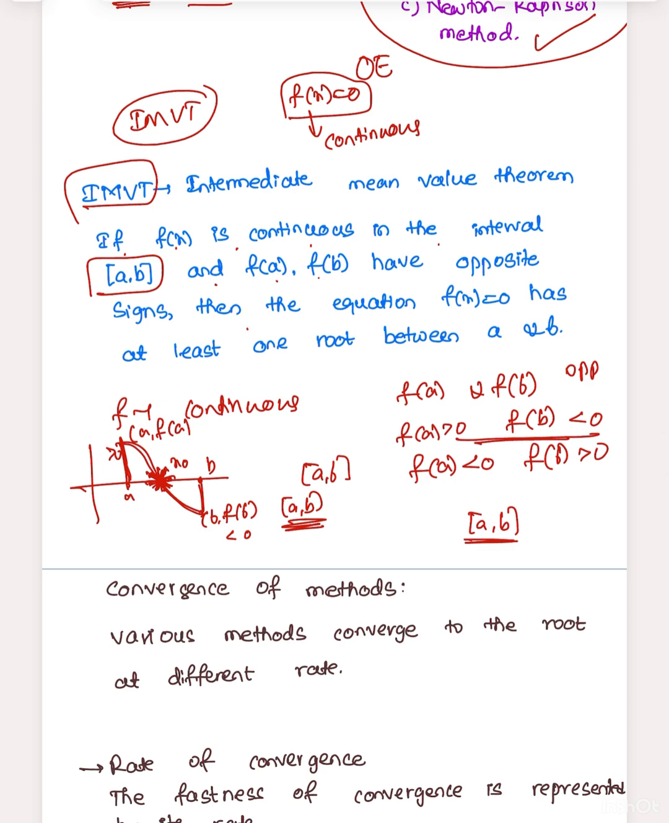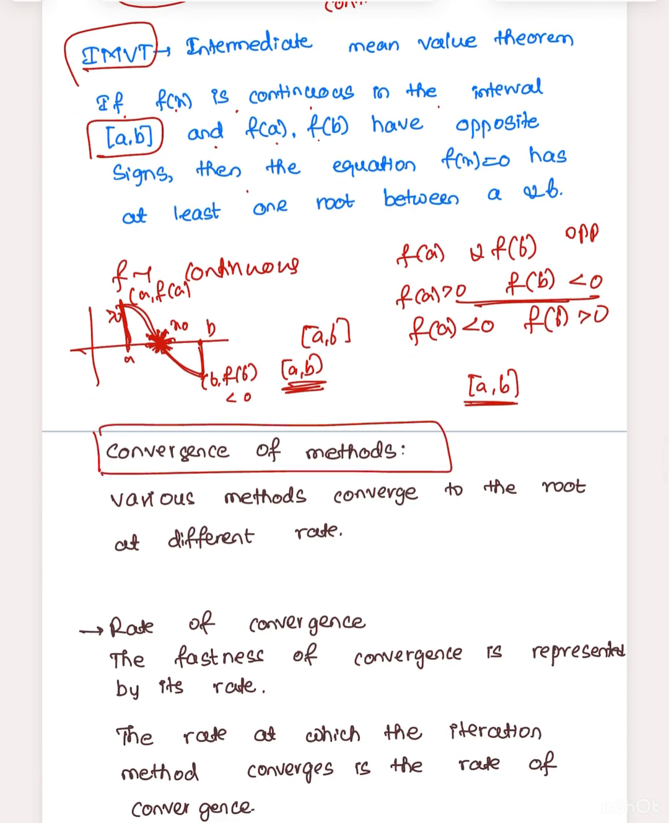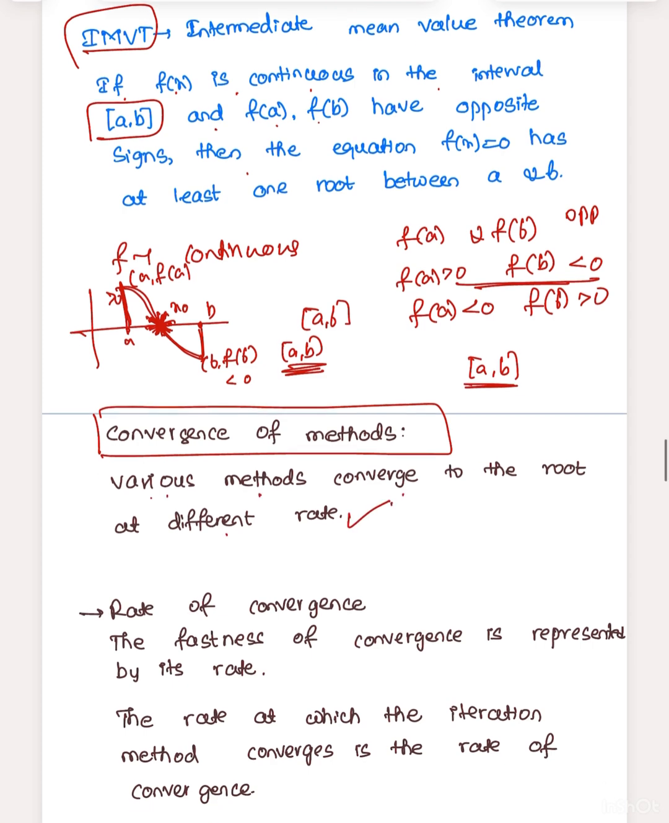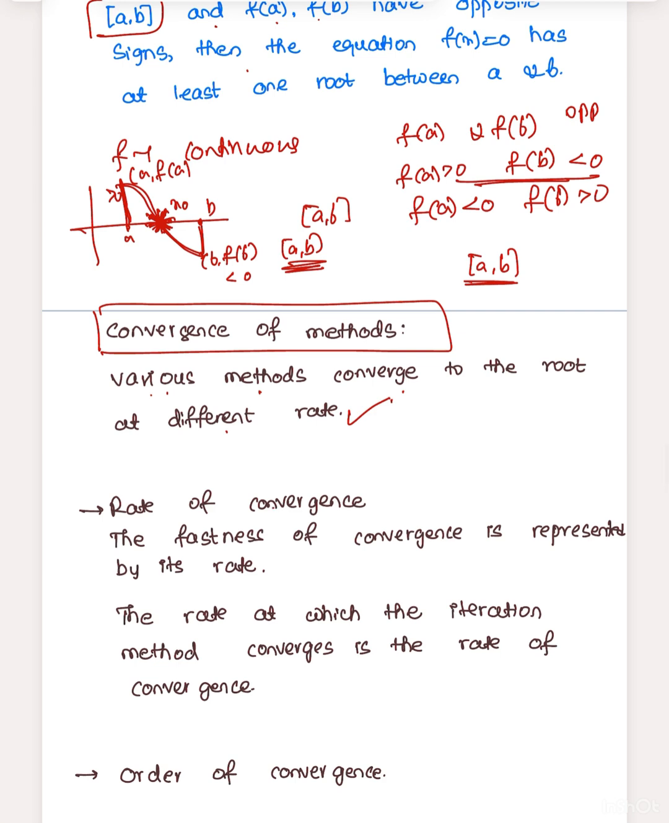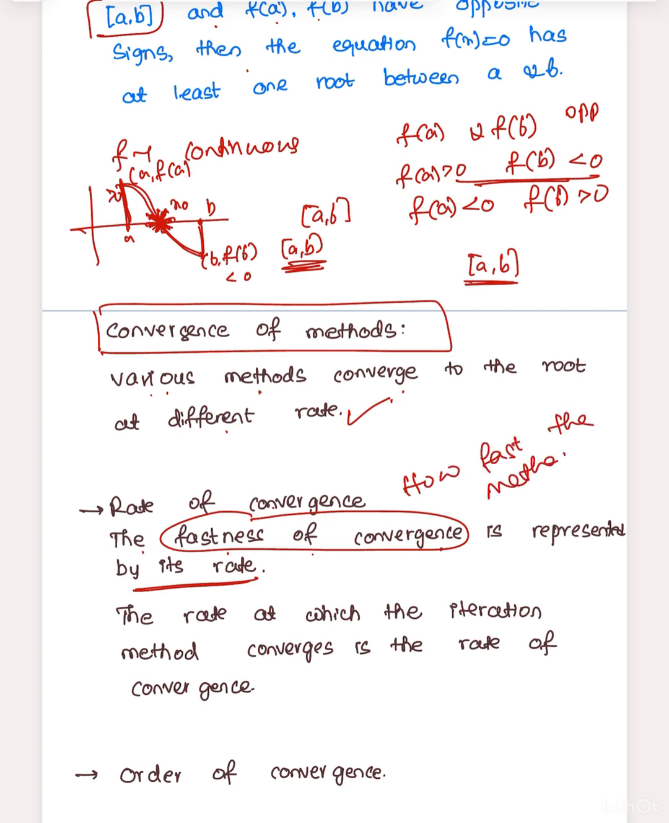Now we have one more concept, called convergence of methods. Before studying the different methods, we have to know convergence of methods. Convergence means how the method reaches the root. Various methods converge to the root at different rates. So what is rate? The rate of convergence is nothing but the fastness of convergence. Rate is how fast the method is reaching the root.